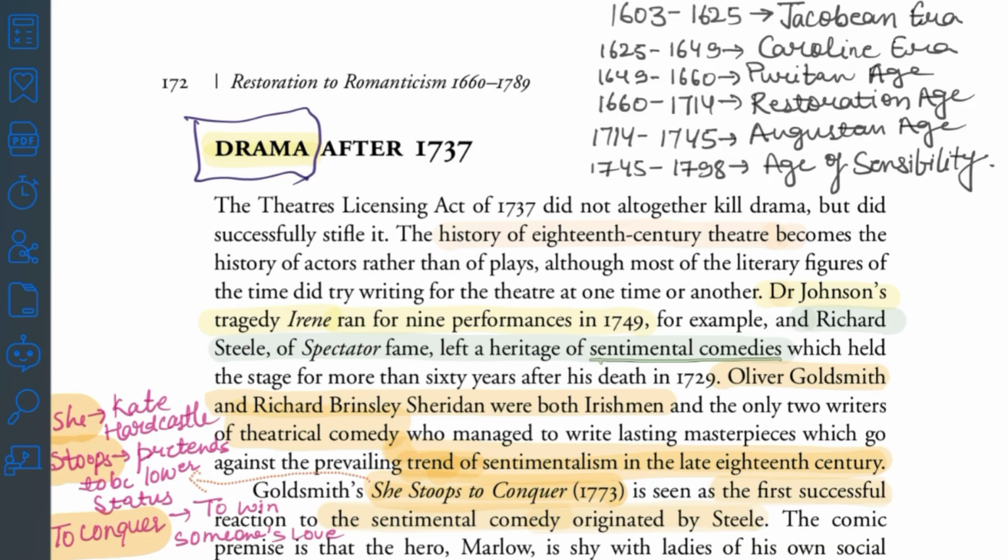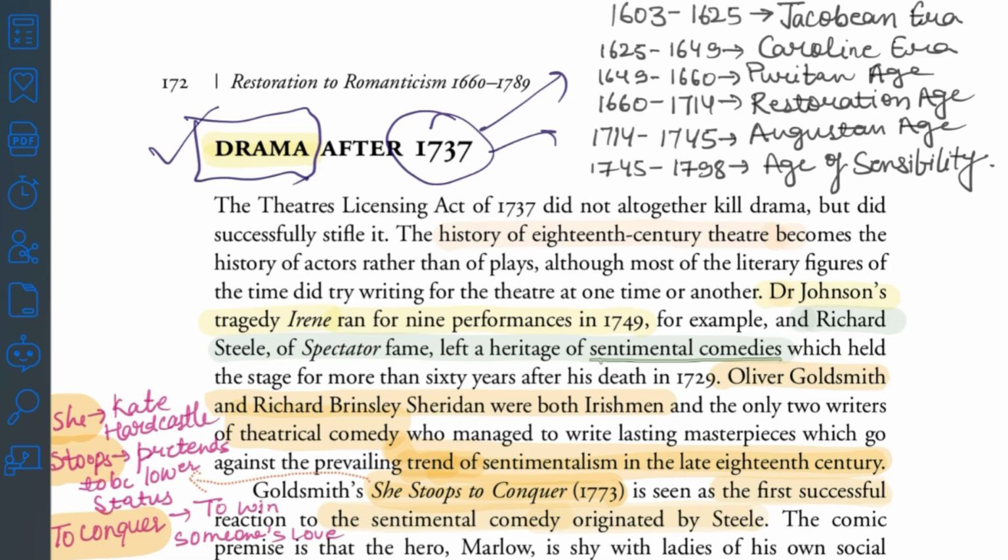First of all, focus on the word drama. What is drama? If you have seen my video Origin of Drama, it contains each and every key fact: what drama is, how it originated, and who the important writers are. You have to read each and every writer. And for 1737, you have to focus on these timelines.